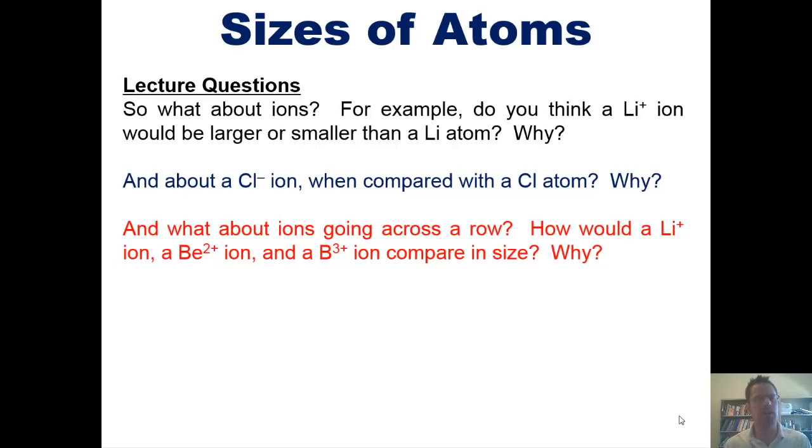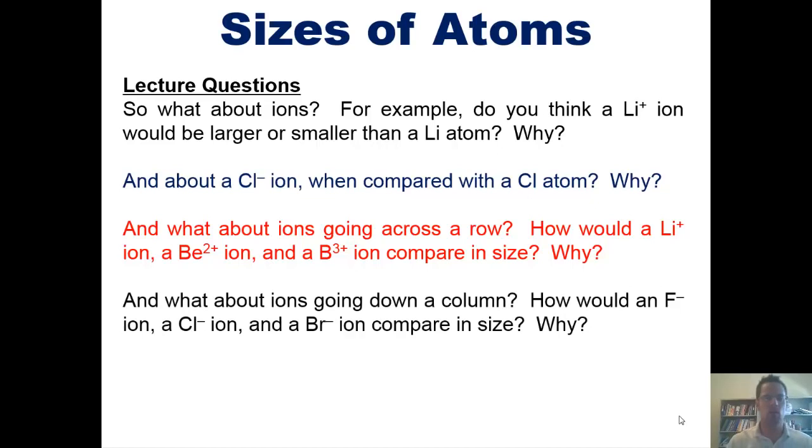For example, how would a lithium cation compare to a beryllium 2+ cation and compare to a boron 3+ cation in size? Why? And what about going down a column? For example, how would a fluoride compare to a chloride compare to a bromide in size? And why?